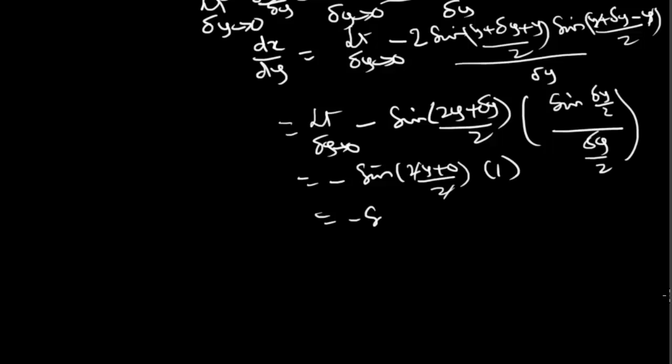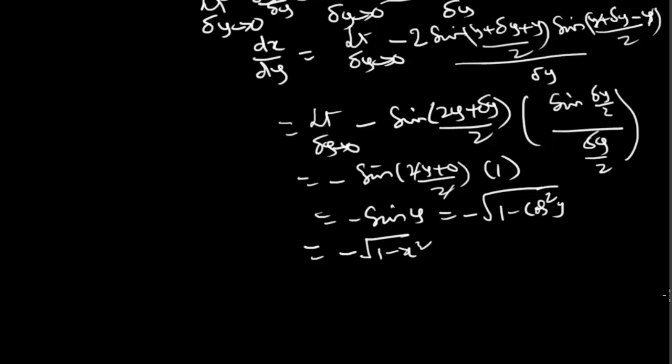It is what? Minus sin y, it is equal to minus root of 1 minus cos squared y, and cos y is what? x. So therefore 1 minus x squared, minus root of 1 minus x squared. But what we want is dy by dx is equal to 1 by dx by dy, and that is equal to minus 1 by root of 1 minus x squared.